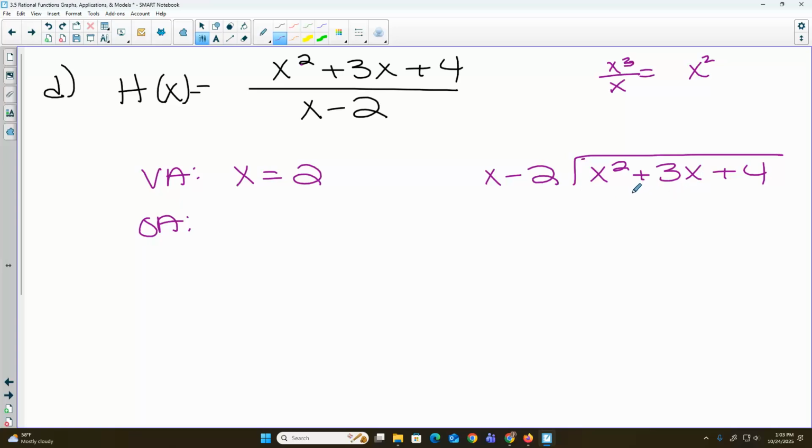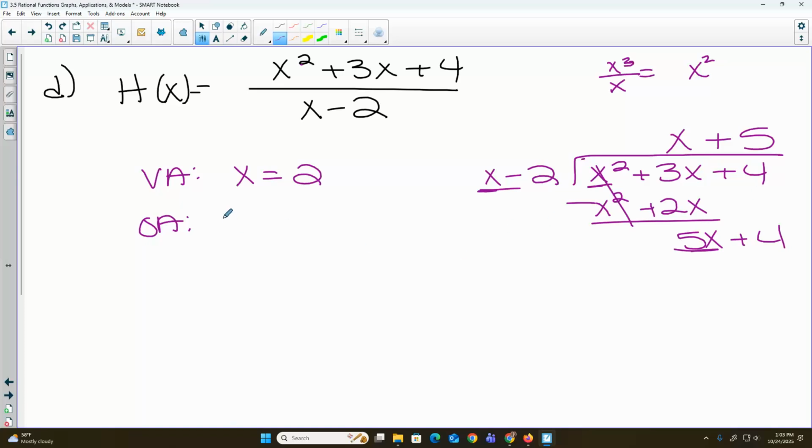So the good news is we don't have to do the full long division. I don't care about the remainder, I only care about the quotient. What is x squared divided by x? X. Then we multiply it. X times x is x squared. X times -2 is -2x. What do I do with that? Subtract it off. Those cancel. I get 5x plus 4. What is 5x divided by x? 5. That is all you need. You can stop right there, because the rest of it is just going to give me my remainder, and I don't care about it. My oblique, then, is the line y equals x plus 5.